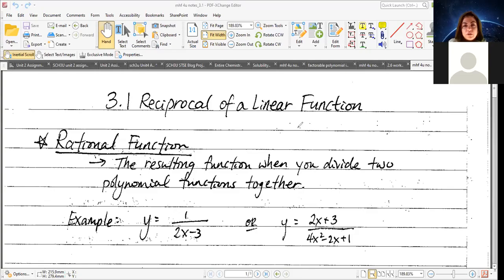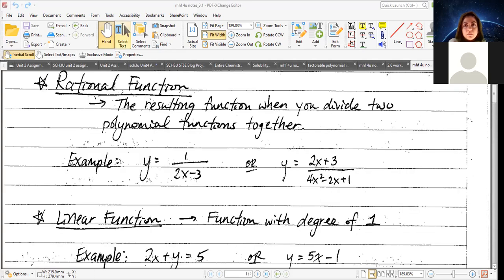3.1, reciprocal of a linear function. So you know the linear function is like what? 2x minus 3, y is equal to 2x minus 3 is a linear function. When I say reciprocal of that, basically you just flip it over, right?